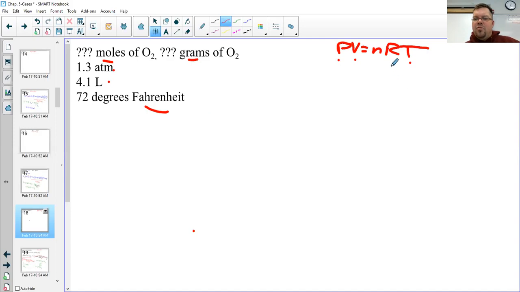Right? You've got your ideal gas law constant. You can solve for n being the number of moles. So you're going to figure out the number of moles of O2 gas at 1.3 atmosphere pressure, 4.1 liter volume, and 72 degrees Fahrenheit. Once you get moles, though, you're going to do one extra set of conversions at the end to go from moles of O2 to grams of O2. And again, this is just a mole road problem at the end.